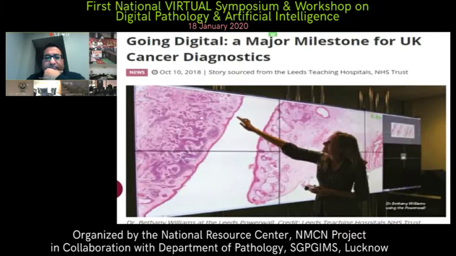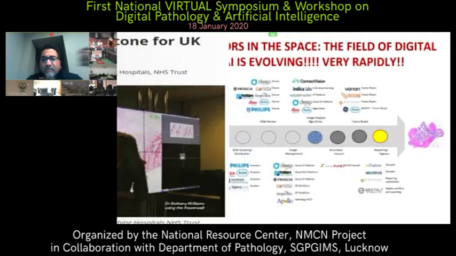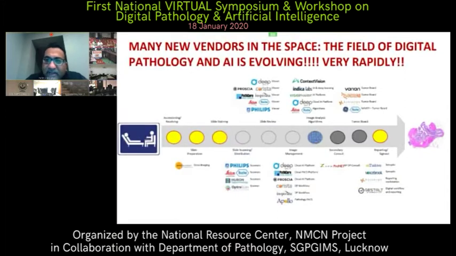If you look at the landscape of how many vendors are in the space, the field of digital pathology and AI is evolving rapidly. There used to be a handful of vendors when I first started in the field, but now, all the way from patient accessioning of cases all the way to reporting them, there are many, many different companies and vendors who are making products for digital pathology and AI.